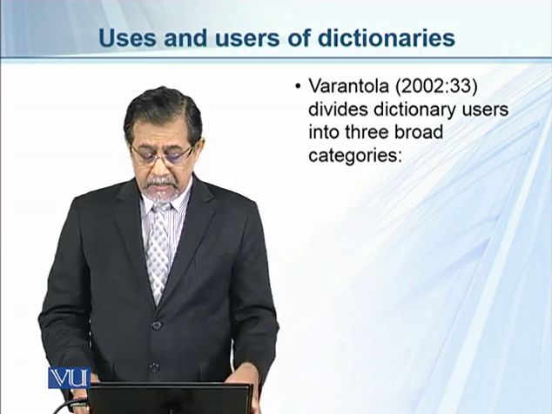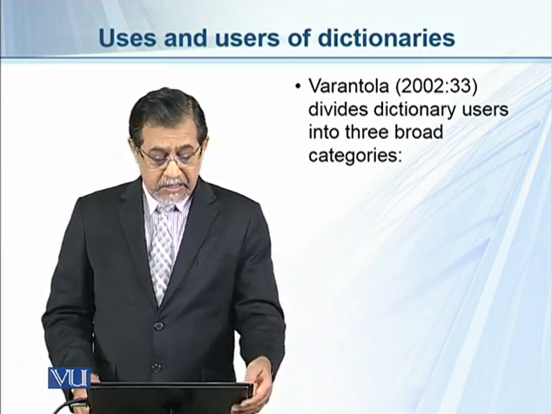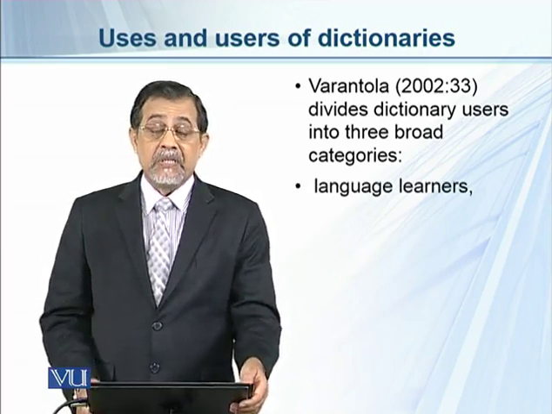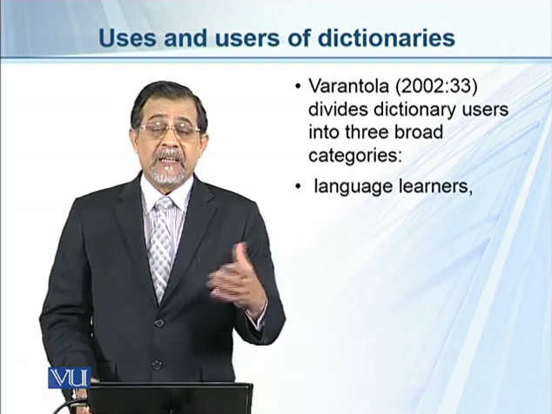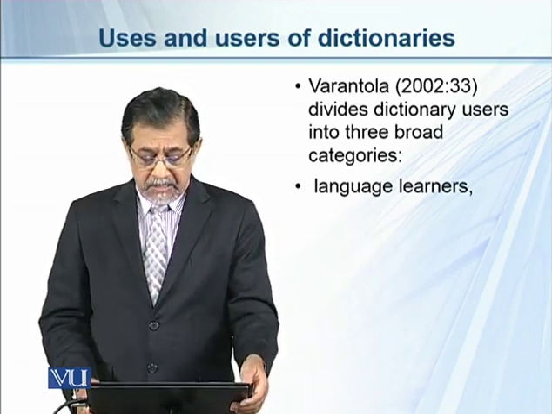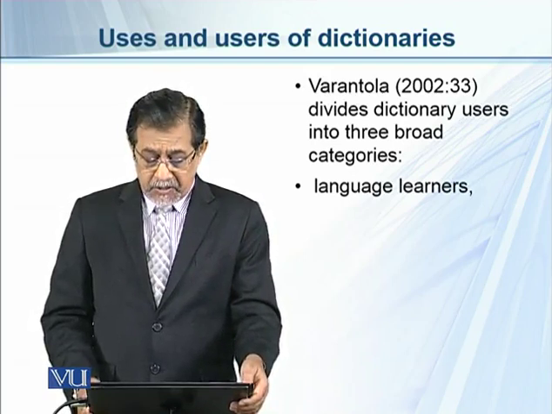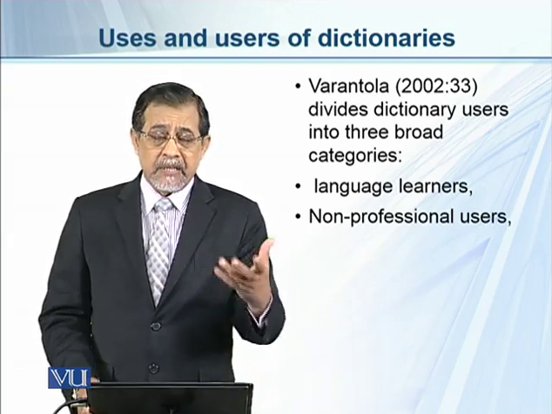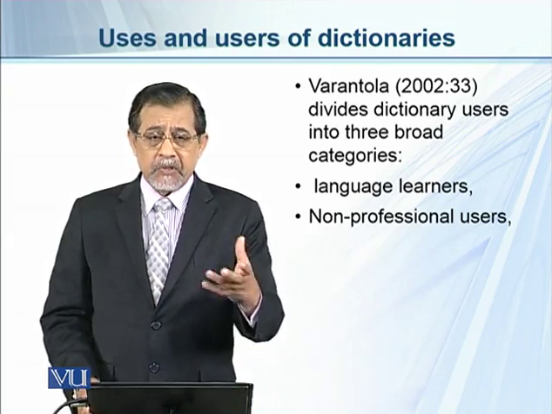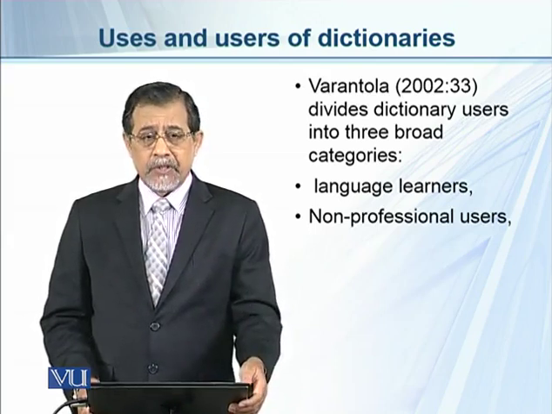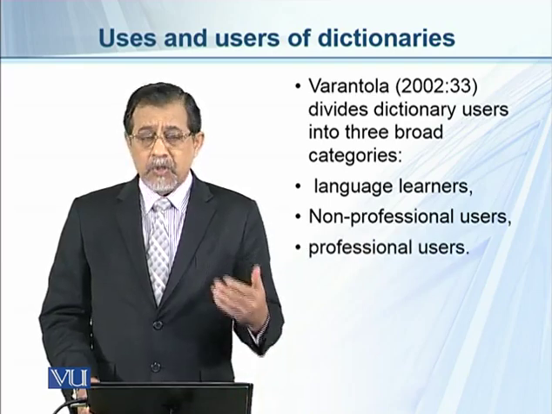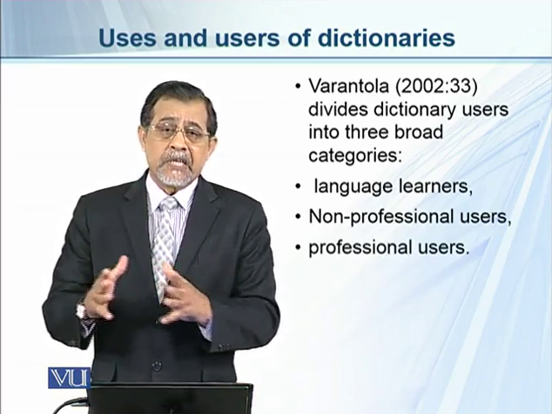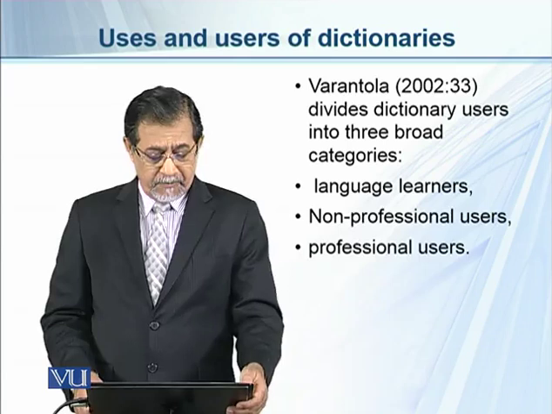Wiegand and Tola divide dictionary users into broad categories. People use dictionaries because they are language learners. So we have lots of learners' dictionaries, like Hornby's Oxford Advanced Learner's Dictionary. Non-professional users are literate people who seek information to solve problems of an unknown word or spelling, etc. Professional users obviously have specialized dictionaries for their professions.